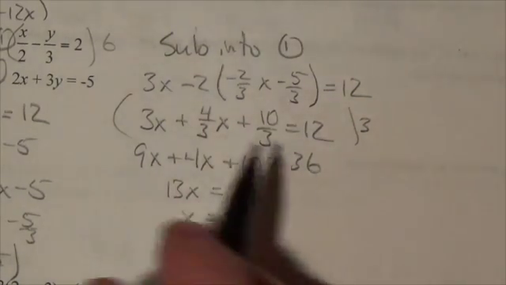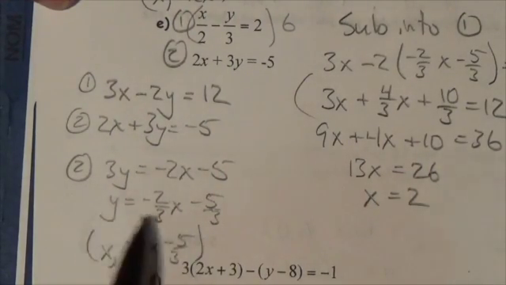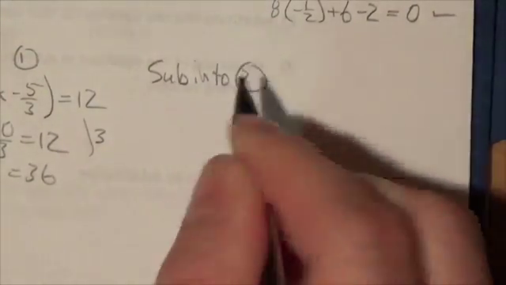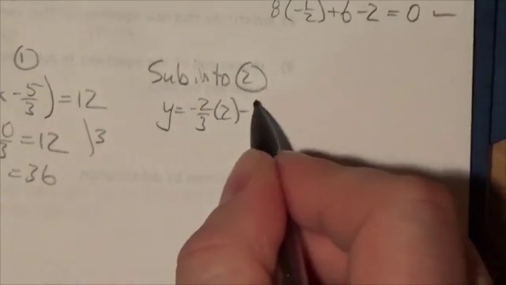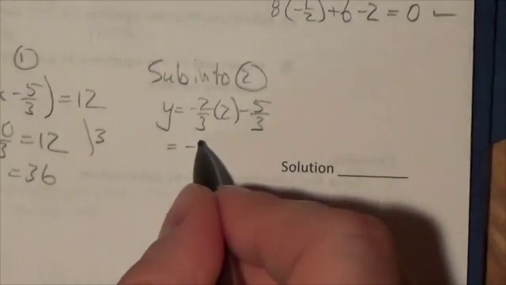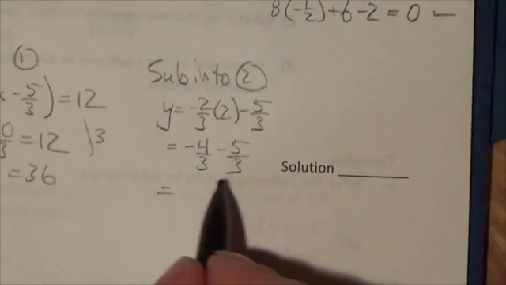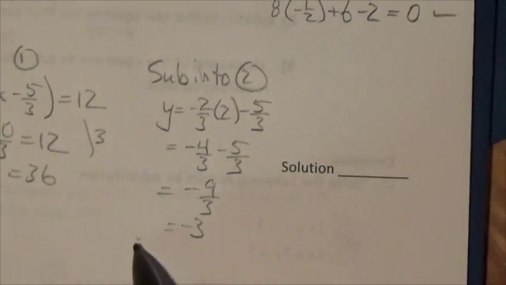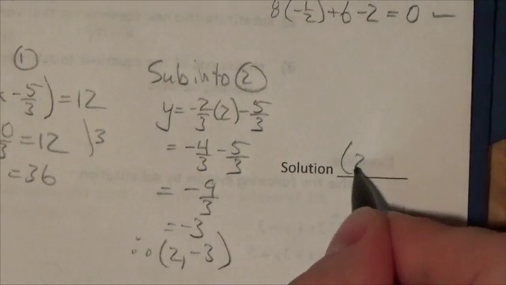Good. Now, I'm going to go back into one of the originals, but you know what? I'm going to go back into my little equation right here where I isolated y. So that was equation 2. So we're going to sub into 2, and we're going to get that y is equal to negative 2/3 of 2 minus 5/3. Well, negative 2/3 of 2 is going to be negative 4/3 minus 5/3. Well, the denominators are the same, so I really just need to combine the numerators, and this is going to be negative 9 over 3. Well, that's just negative 3. So we're getting the point here, 2 comma negative 3. Wonderful, that's a great little point. So 2 comma negative 3.